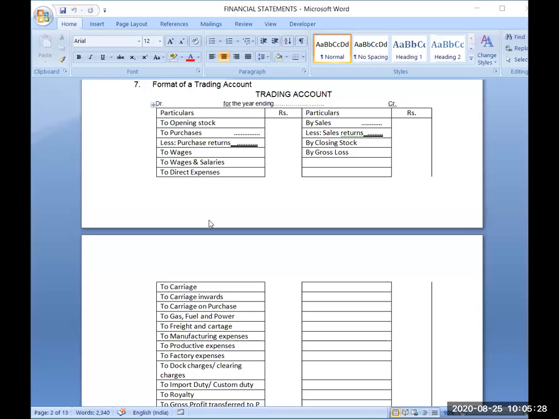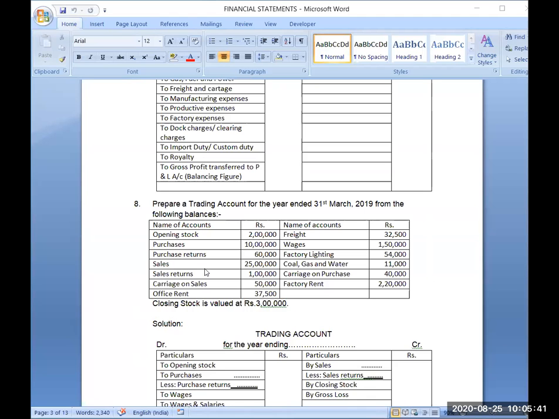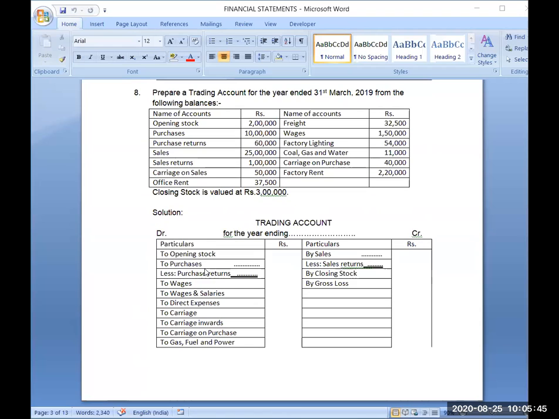And I hope each and every point is clear in trading account. You might have studied it yesterday. So now we are coming to the numericals for trading account.